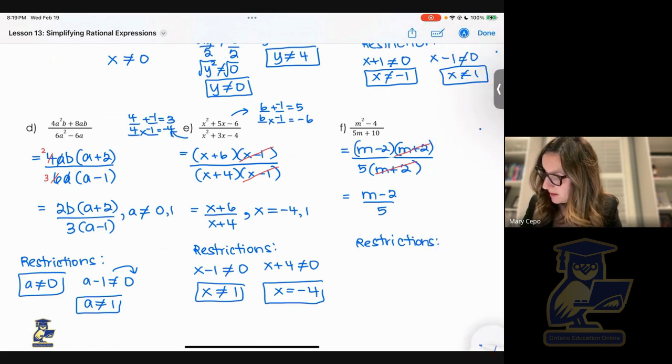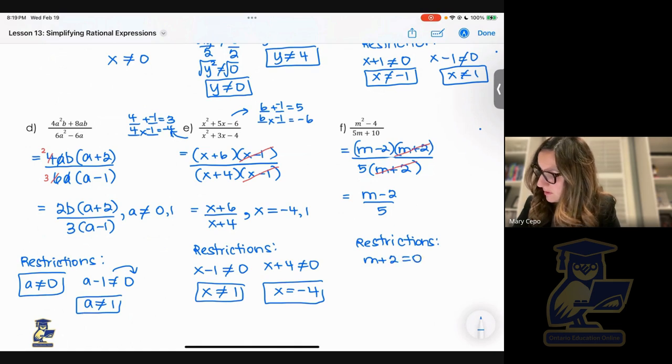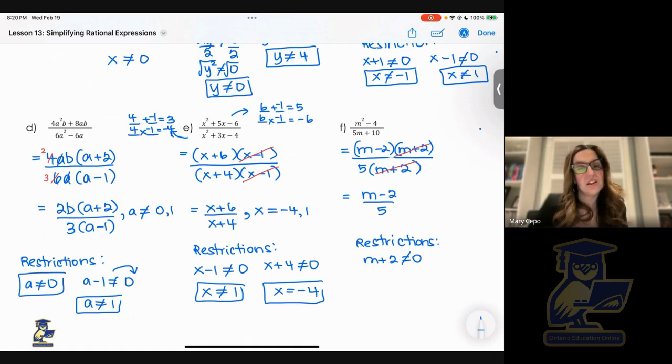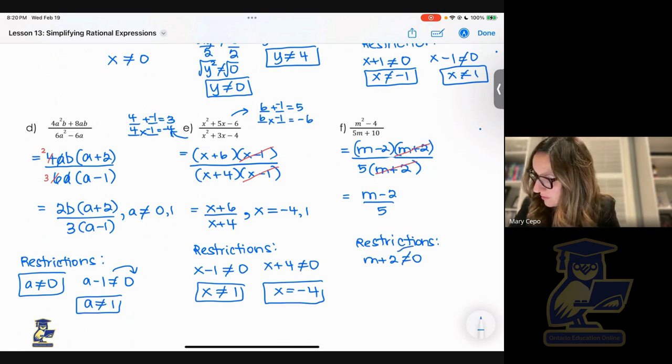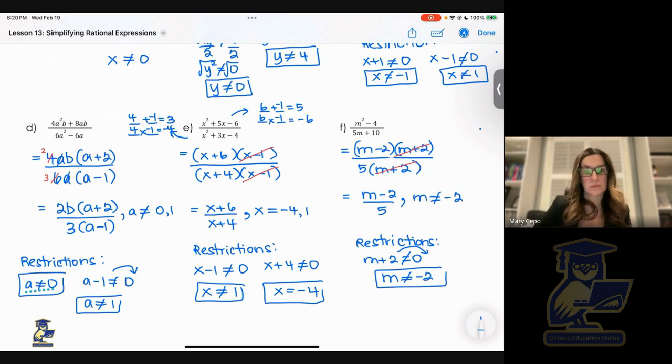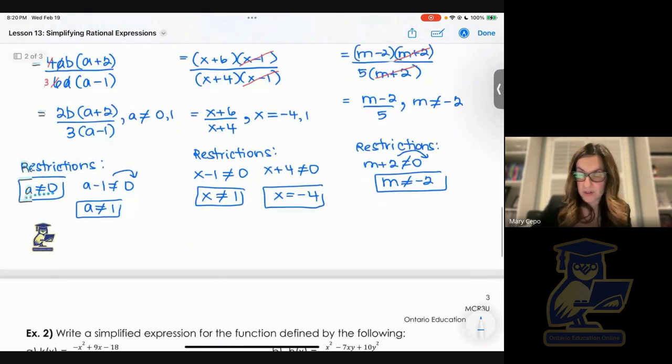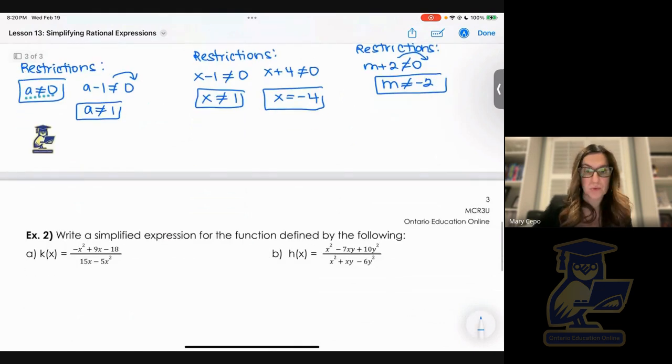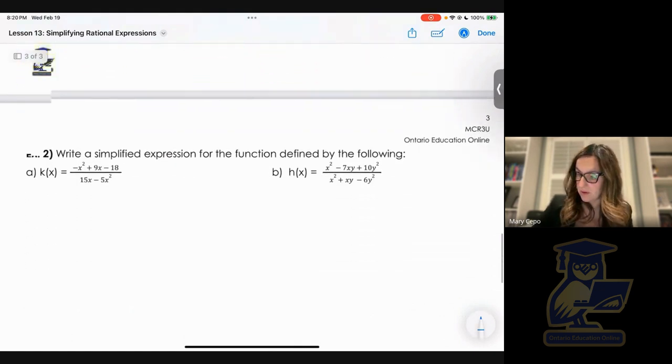So we would let m plus 2 equal 0, and that's it. Therefore, if I brought over that 2, m cannot equal negative 2. There we go. M cannot equal negative 2. Reminder, restrictions are the values of a variable that would result in the denominator equaling 0.